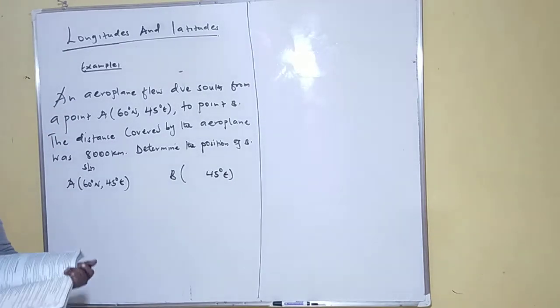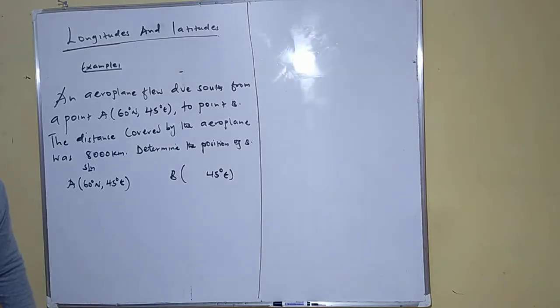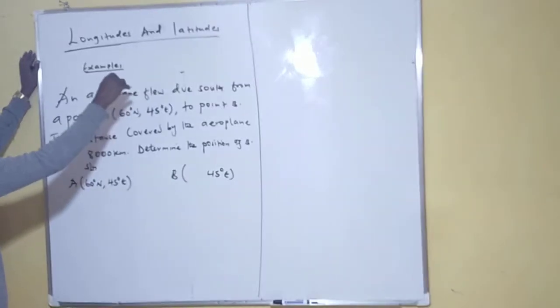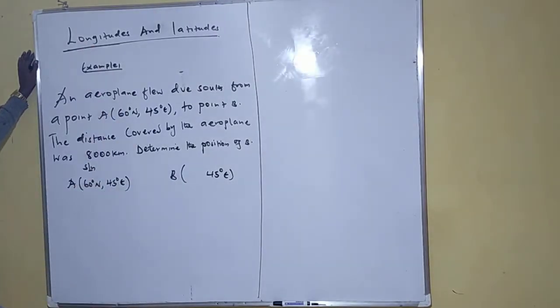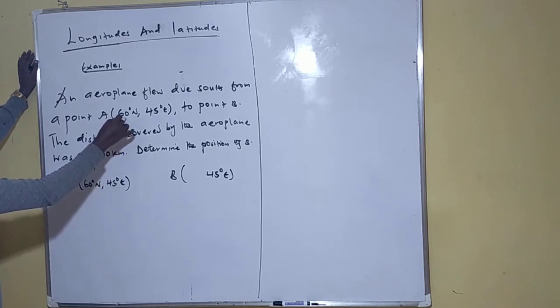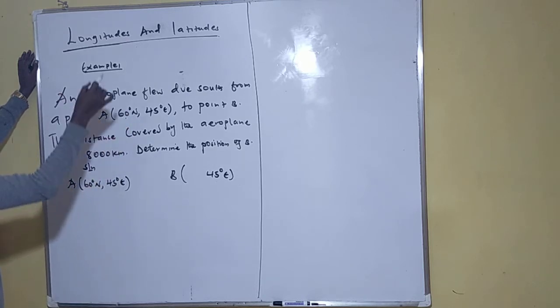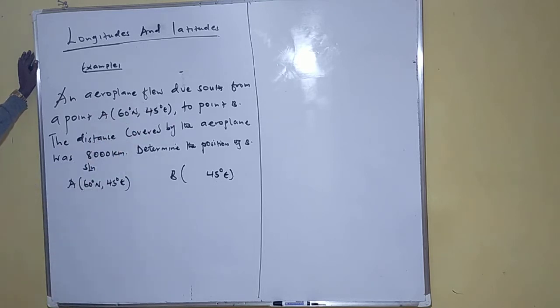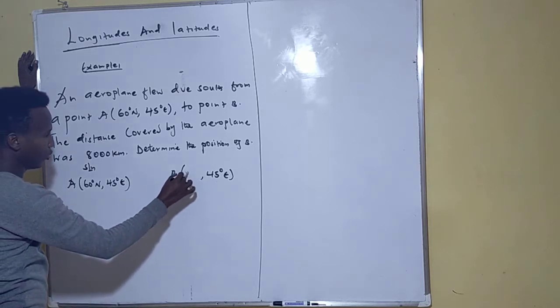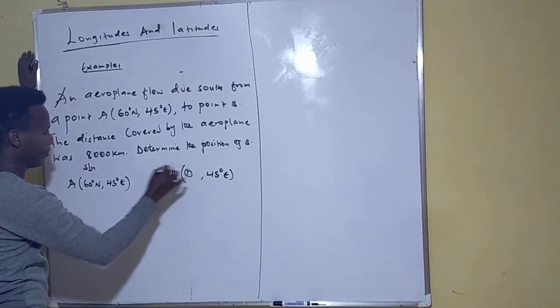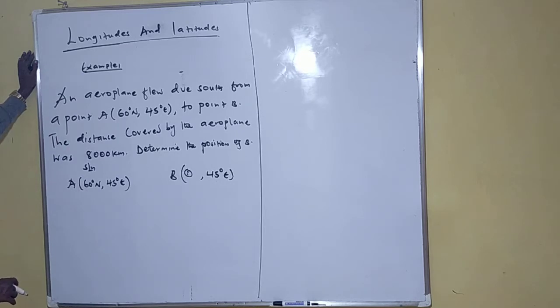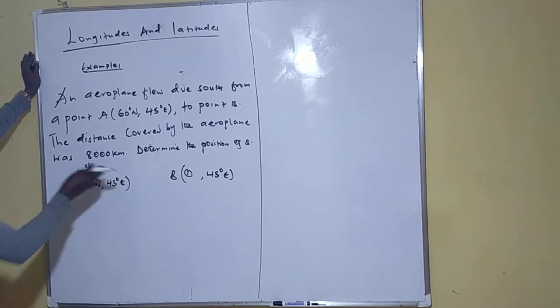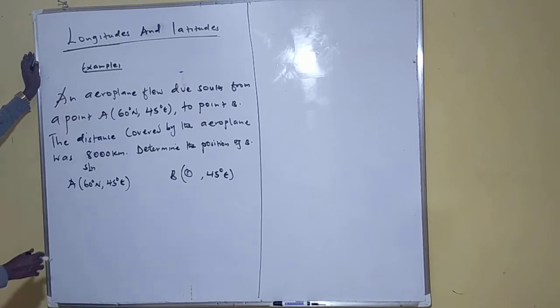This is on a great circle, just understand. Why? Because it is heading to the south, leaving this point which is 60 degree north, above the equator. So it is leaving the northern hemisphere and heading to the southern hemisphere. This latitude is what we are lacking, but the longitude will remain the same because this is on a great circle.